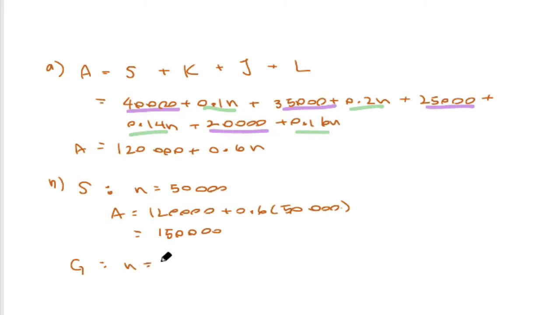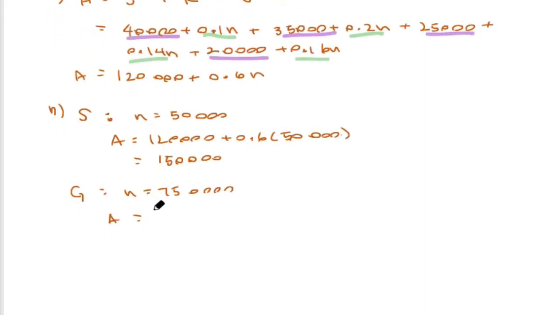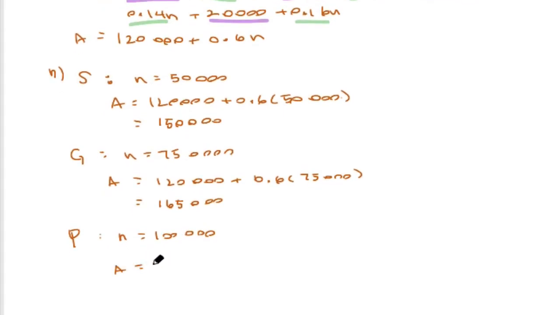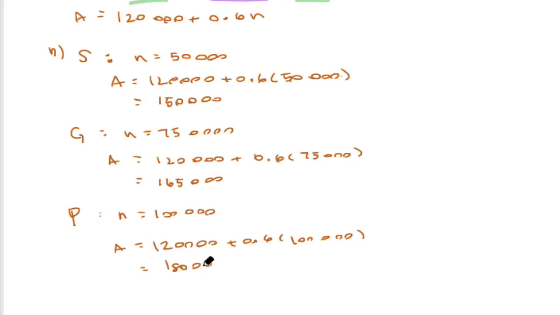Next is the gold status. So gold status N is 75,000. So we'll do the same thing: 120,000 plus 0.6 times 75,000. And we get $165,000. Next, the platinum. Platinum N is equal to 100,000. So again, A is equal to 120,000 plus 0.6 times 100,000. And we get $180,000.